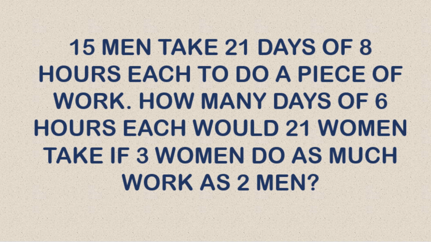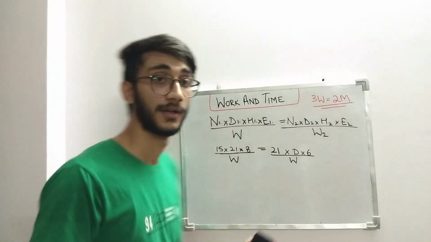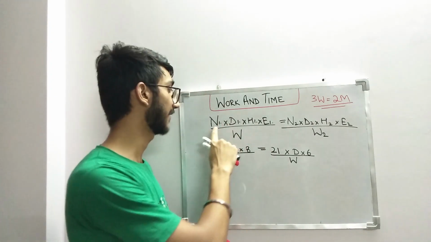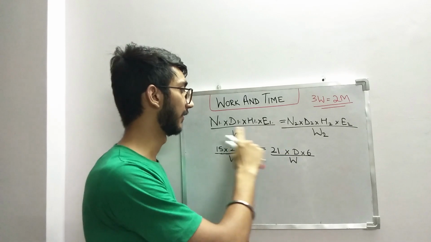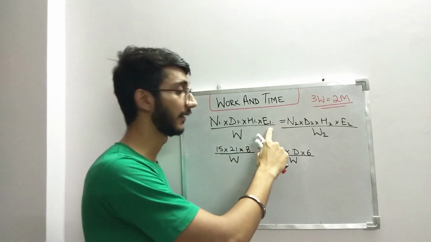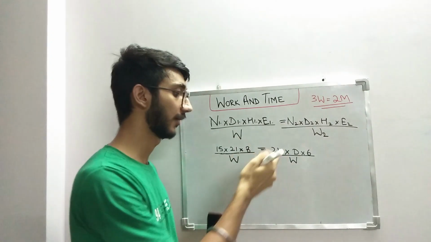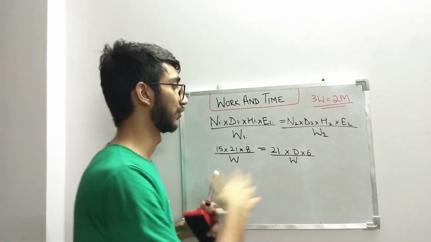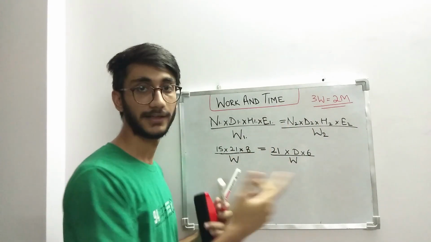15 men take 21 days of 8 hours each to do a piece of work. How many days of 6 hours each would 21 women take if 3 women do as much work as 2 men? So we'll use this shortcut to solve this question, and the formula for this shortcut is n1 into d1 into h1 into e1. That means n stands for number of people, d for days, h for hours, and e for efficiency, and w is for work done. So we'll write it as w1, right? So using this equation, we can solve any type of these questions.